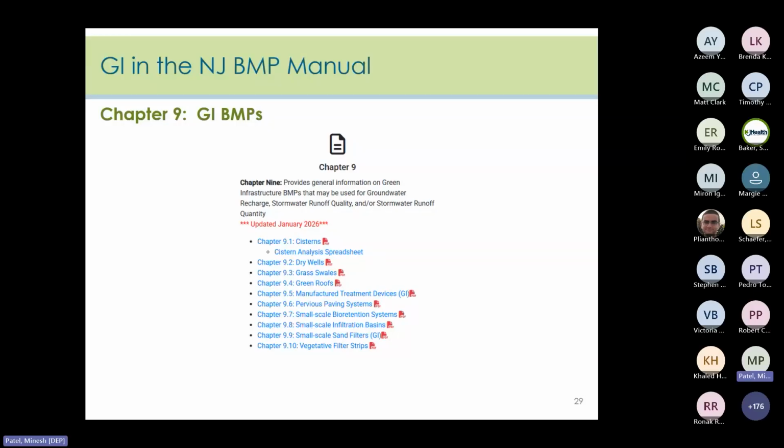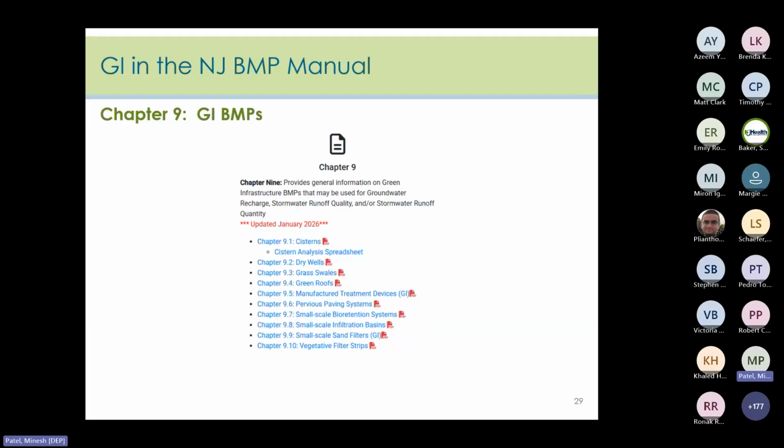Subsection 5.2 of the rules includes 3 tables, and they list those BMPs that may be used to meet the design or performance standards. The tables found there specify information on how each BMP may be used. Table 5.1 coincides with Chapter 9 of the BMP manual, which are the GI BMPs. And they include cisterns, dry wells, grass swales, green roofs, GI MTDs, pervious paving systems, small-scale bioretention systems, small-scale infiltration basins, small-scale GI sand filters, and vegetative filter strips.